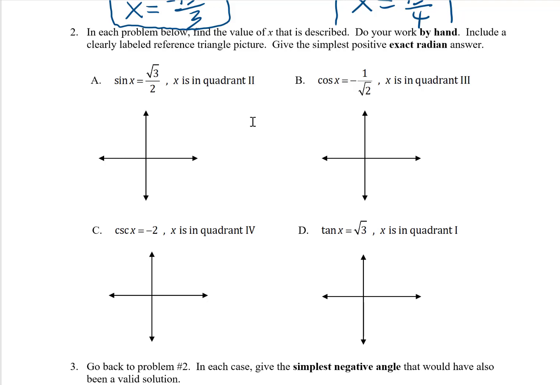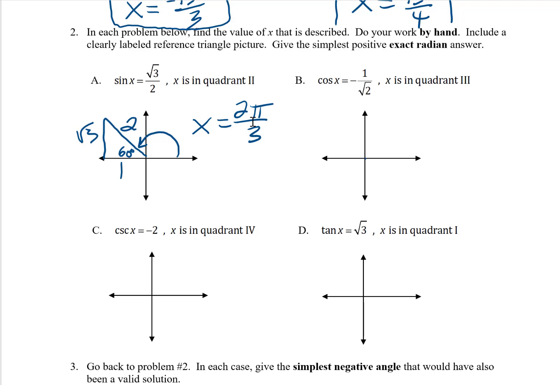So letter A, I know that my angle is in quadrant 2, so I'll draw myself a picture there. I know that the sine ratio of my angle is √3/2. Sine is opposite over hypotenuse. Of course, if we're doing this by hand, this must be one of our special triangles, and it is. Here would be the 60-degree angle. So what angle is this? We're looking for the smallest positive answer. Well, obviously, if the reference angle there is 60, then the angle I just drew is 120 degrees. In radians, that would be 2π/3.